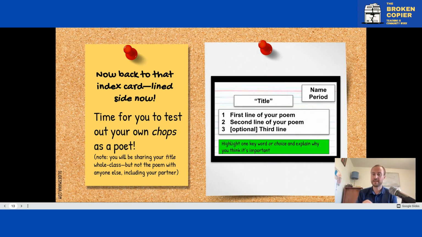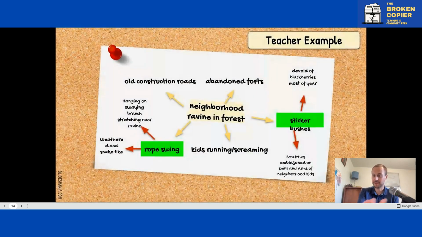And then I want them at the end to tell me a choice of a word or something they did in their poem and why they're going to highlight it. So I model that for them. I walk them through my own sample. So here was my brainstorm from earlier in the lesson.